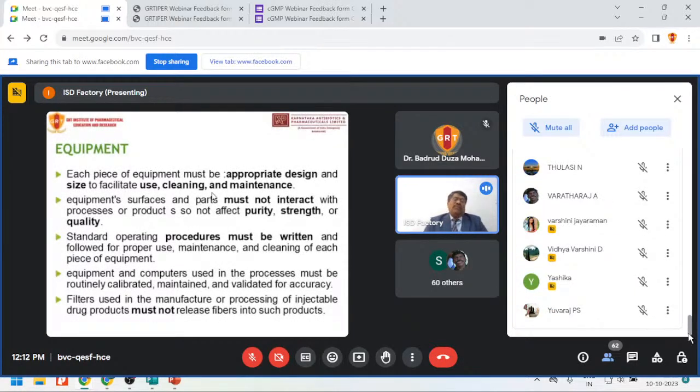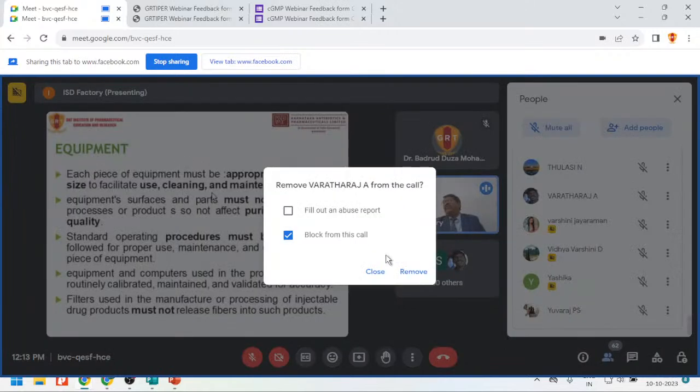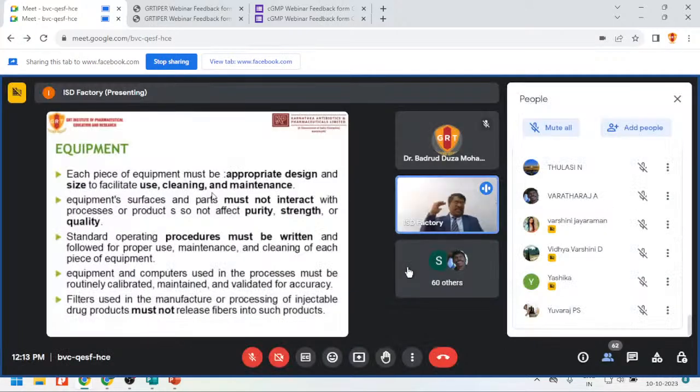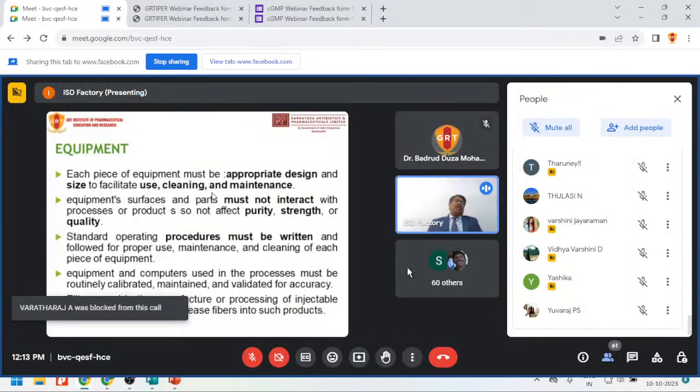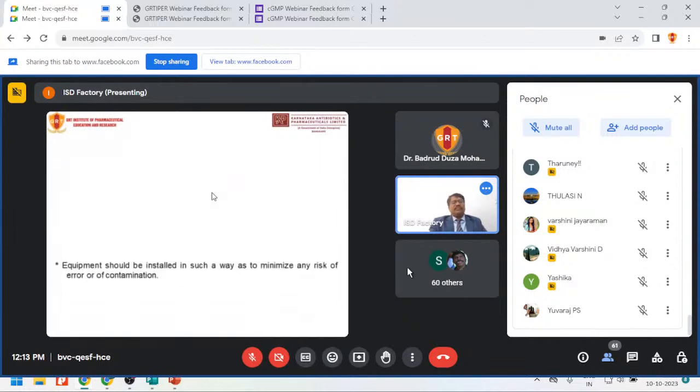Suppose the filters used in the manufacturing area for injectable products must not release fibers into the product. I also told you initially that we maintain different micron sizes of filters for the air entering the manufacturing area, like 20 micron, 15 micron, 10 micron. The air particles pass through the different micron sizes and are reduced, and the pure air goes into the manufacturing area. We do it like that.